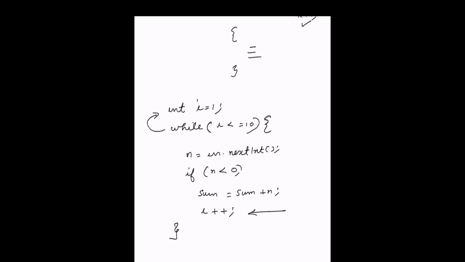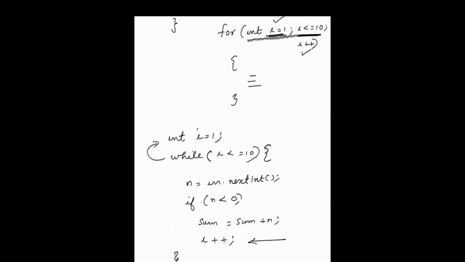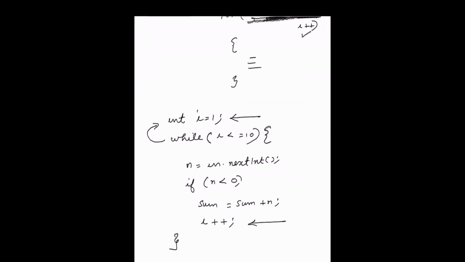So what's happening here? In for loop, you will write the initialization and increment or decrement in the same statement. Whereas in while loop, initialization is done before the while loop and the increment or decrement statement has to be written inside the while loop. Okay.